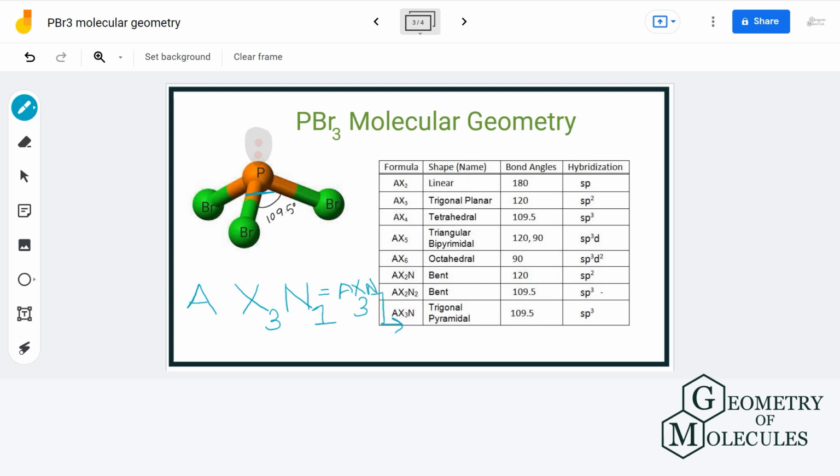If we refer to this table, we can see that the molecules that have the AX3N formula have a trigonal pyramidal shape with a bond angle of 109.5 degrees and hybridization as sp3.